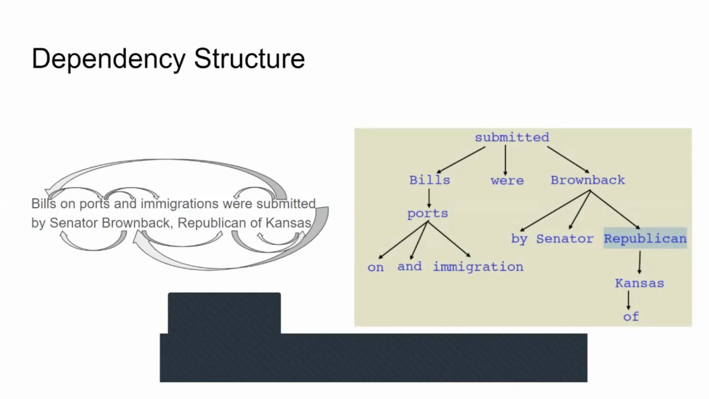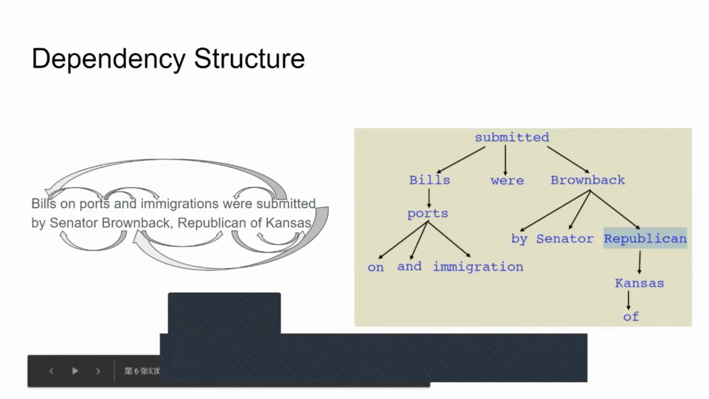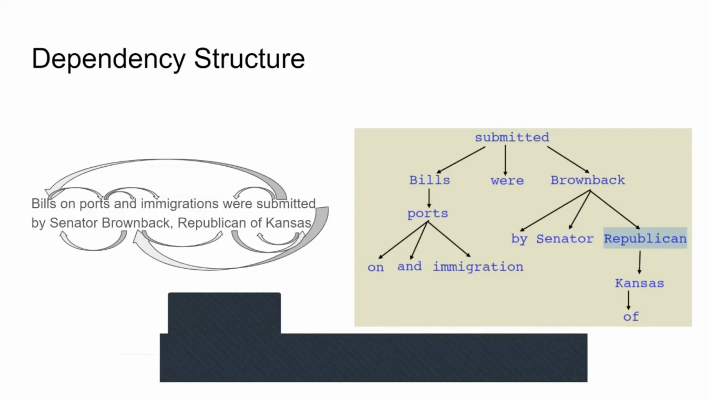And when we take all these arrows and words and put them into a tree structure, it basically will look like this. We start with the root, which is submitted here. Here's this arrow to bills, and we have bills here, and also who submitted something is this Brownback guy. So we can put every sentence and every structure that we came up with using these arrows into the tree structure.